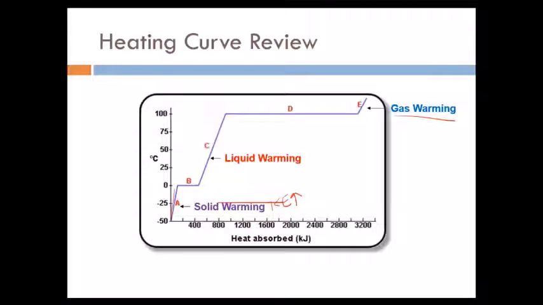Now B is a phase change, and so is D, because they're the plateaus. The temperature is not changing. The energy is being used to break apart the molecules, spreading them out. Now for D, they're going to completely break everything and overcome everything to turn into a gas. That's why it's a much larger plateau, and you need a whole lot more energy than you do for B.